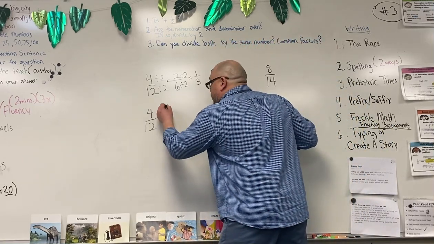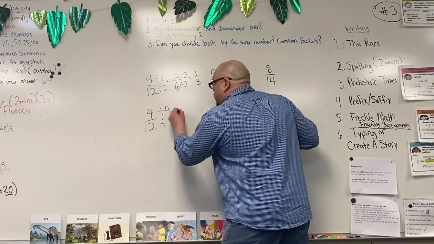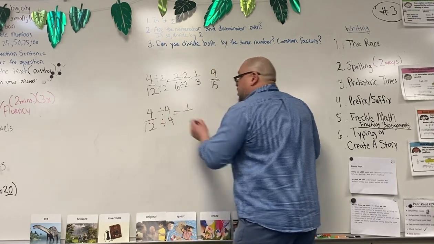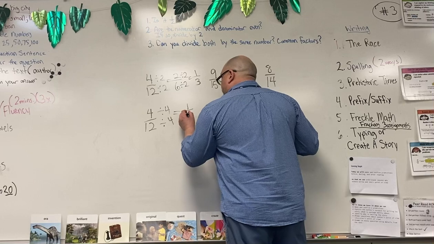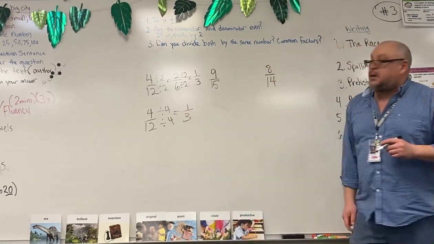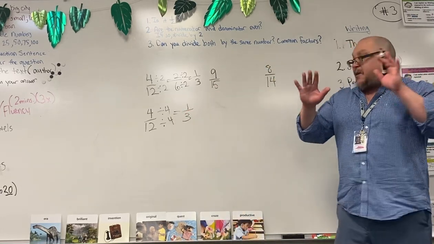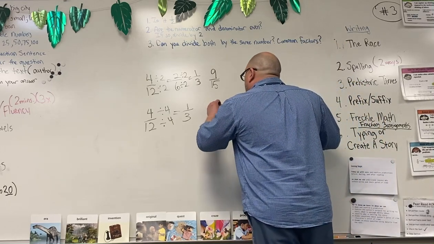See, look at that. 4 divided by 4 is 1. 12 divided by 4 is 3. Boom. 1/3. Look at that.